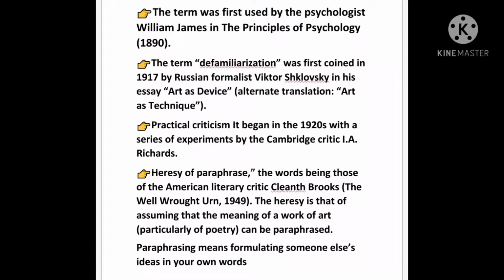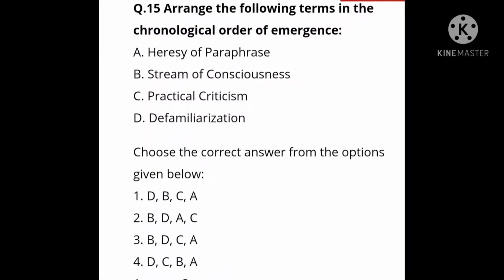So stream of consciousness was used by William James in The Principles of Psychology, published in 1890. The next term is defamiliarization, which was first coined in 1917 by the Russian formalist Viktor Shklovsky. The next term is practical criticism, begun in 1920 by the Cambridge critic I.A. Richards. And the last one is heresy of paraphrase, used by the American literary critic Cleanth Brooks in his book The Well Wrought Urn, published in 1949. So here the right answer is option number 3, B, D, C and A. First is stream of consciousness, then defamiliarization, then practical criticism, and last is heresy of paraphrase.